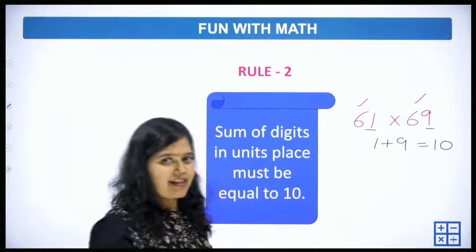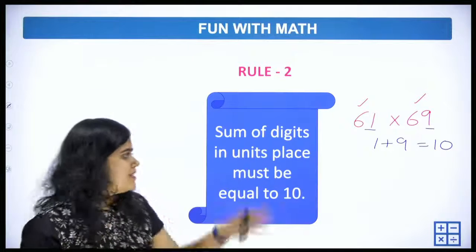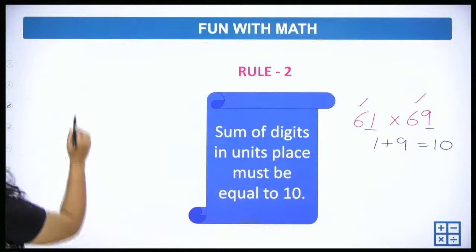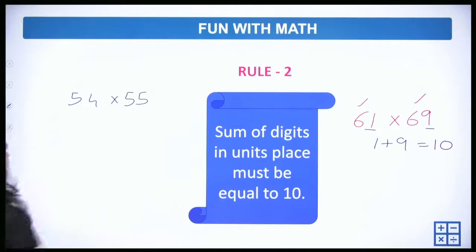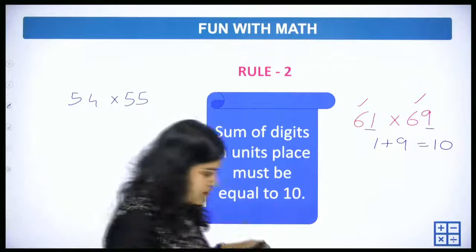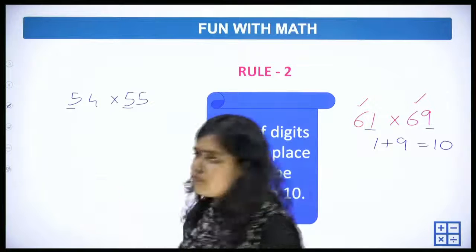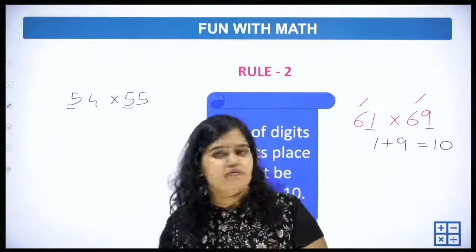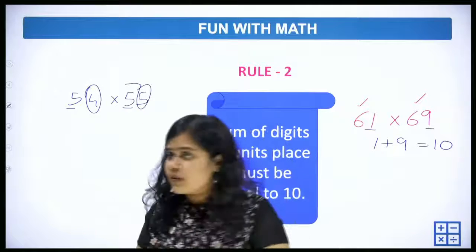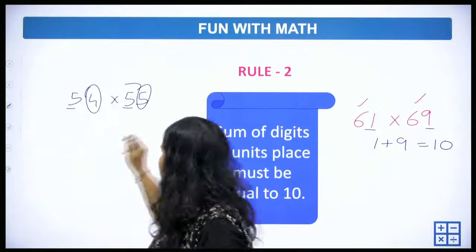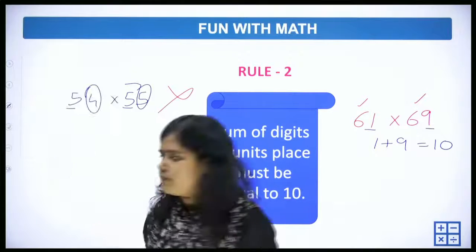Okay, so let's check for what numbers we can use it and for what numbers we should not use this trick. So 54 into 55. So yes or no, can I use the trick we have used till now? Tens place we have same, but what about 4 plus 5? 4 plus 5 is 9. It's not equal to 10. So no, I cannot use the trick in this case.